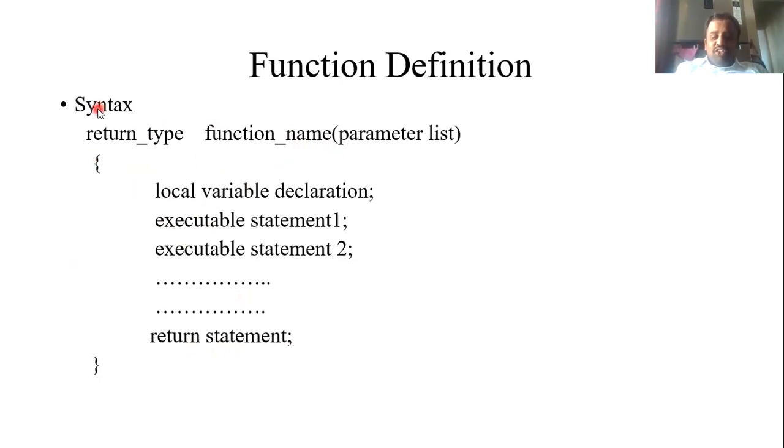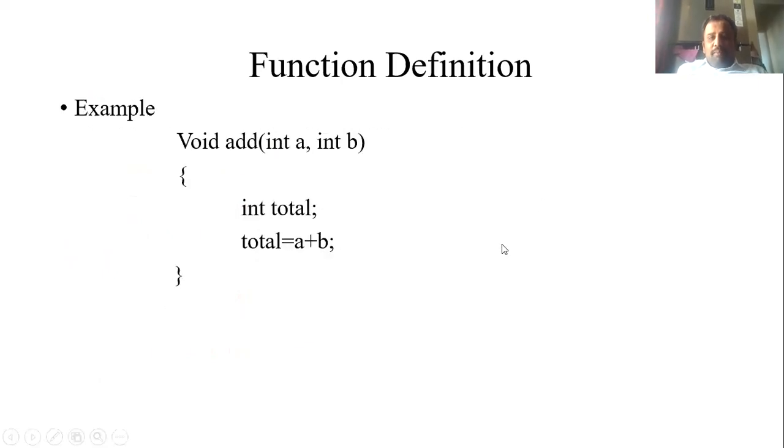The function definition is required. After that, the function call is required. So function call is very important. These are three important things. Here is an example for function definition: void add, int a comma int b. Void is the return type, so it won't return any value. This add function won't return any value.